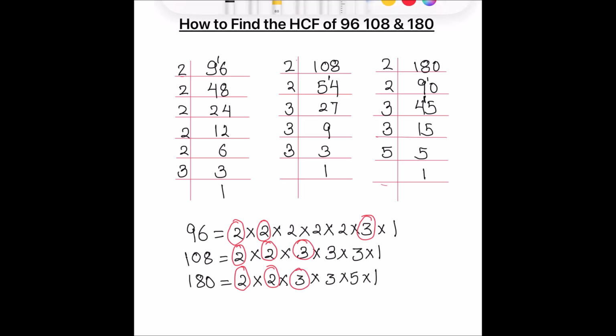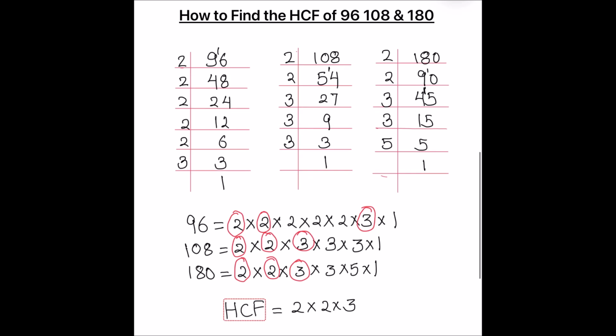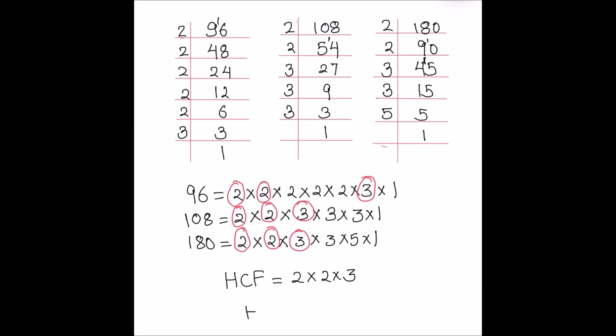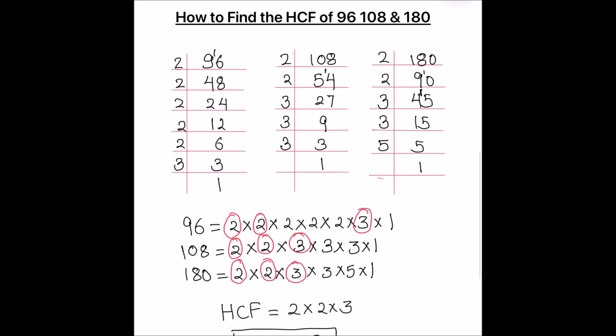And that's all. So our HCF will be the product of all the common factors, which is 2 times 2 times 3, or HCF equals 2 times 2 is 4 and 4 times 3 is 12. So the HCF of these three numbers is 12. That means 12 is the number which divides all the three numbers fully without leaving a remainder. So this is how, by using prime factorization, we can find the HCF of any numbers.